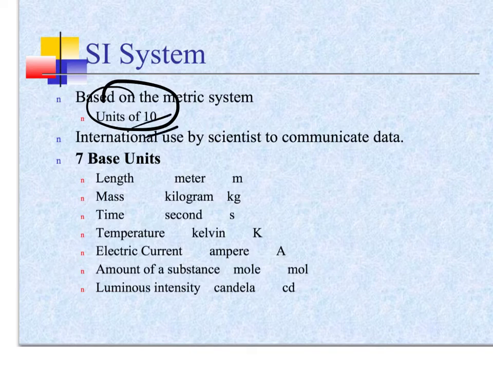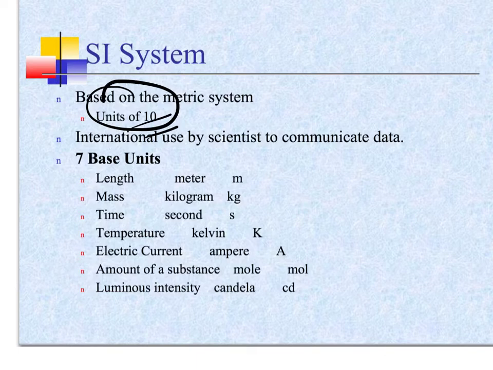Another reason why we use it is because it is used internationally by scientists to communicate data. So regardless of what country you're in, the way that people are going to use data in numbers is going to be in the metric system. Another reason is that it's very precise. If you look at a centimeter ruler, you can make much more precise measurements with that side of the ruler as opposed to the inches or the customary side.